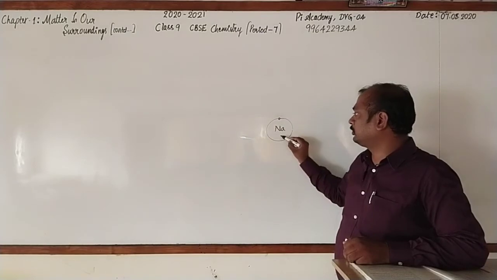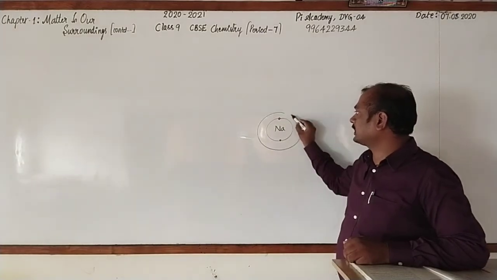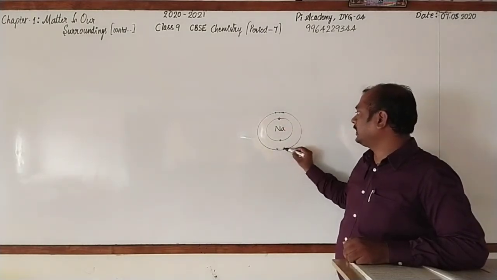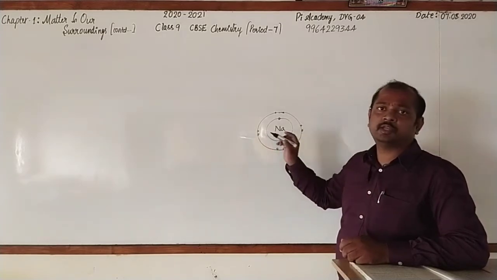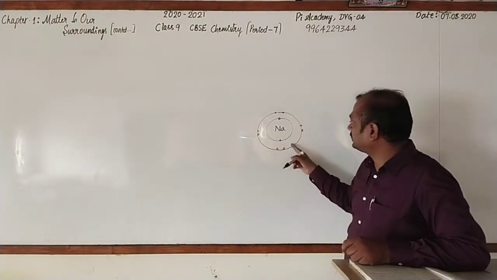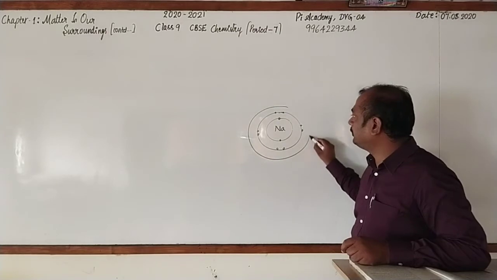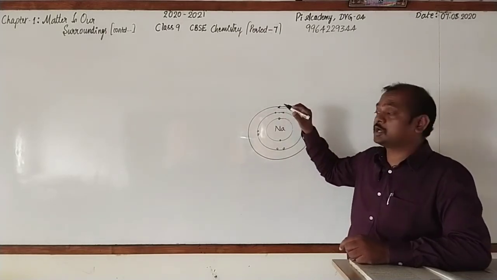In the first orbit, 2 electrons will be there. In the second orbit, 8 electrons will be there. In total how many? 10. We have 11, so the remaining 1 will be in the outermost orbit.